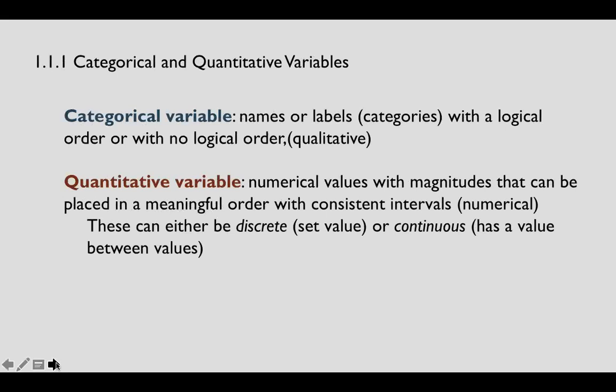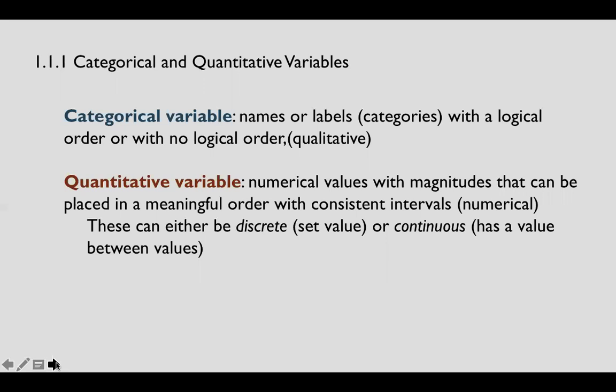So moving more into variables, we can have categorical or quantitative variables. Categorical variables are names or labels or categories. They can have a logical order or they can have no logical order. And these are usually qualitative. And then moving into quantitative variables, they're numerical values with magnitudes that can be placed in a meaningful order with consistent intervals. So these are numerical values, and they can either be discrete or continuous.